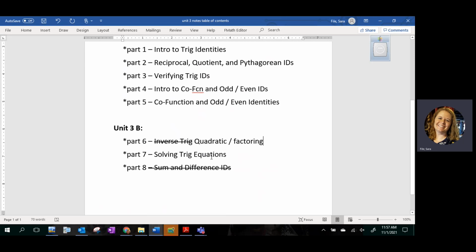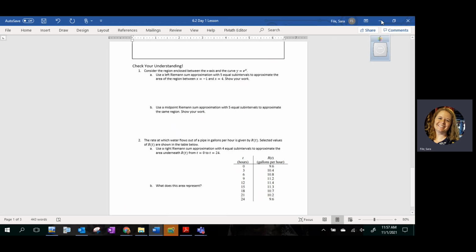But before we can solve trig equations, you have to be able to solve regular equations. That's why you did the linear equation practice last week on Delta Math. And now we're going to practice with quadratic. And then we'll get into the actual trig equations.